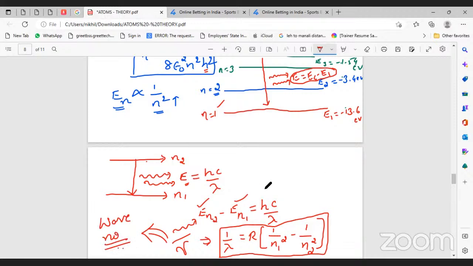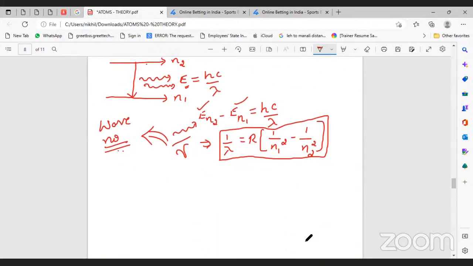So whenever the electron jumps from a higher orbit to a lower orbit, what is the formula for the reciprocal of the wavelength? That is 1 by lambda. 1 by lambda is equal to R into 1 by n1 squared minus 1 by n2 squared. What is this R called? R is a constant called the Rydberg constant.